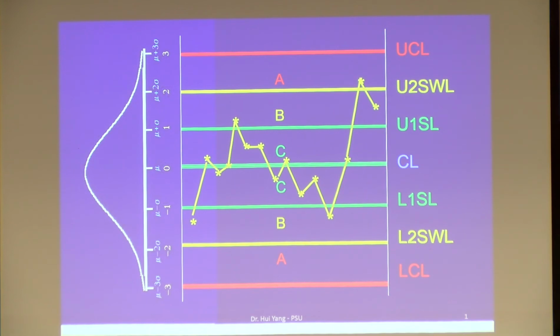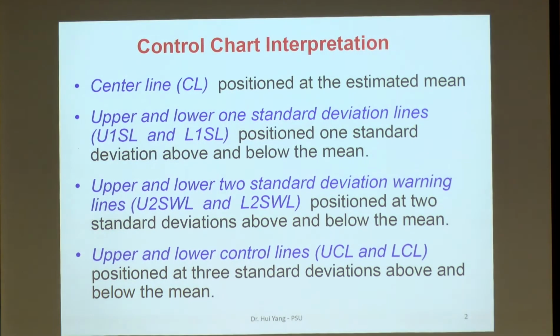But because we are monitoring x bar, we are monitoring the standard deviation of x bar instead of x. Okay. Now, the center line is positioned at the estimated mean. The upper and lower 1 standard deviation lines are positioned at 1 standard deviation above and below the mean. The warning limits are 2 standard deviations above and below the mean. The upper and lower control limits are 3 standard deviations above and below the mean. Okay, making sense? Am I making sense? Any questions?